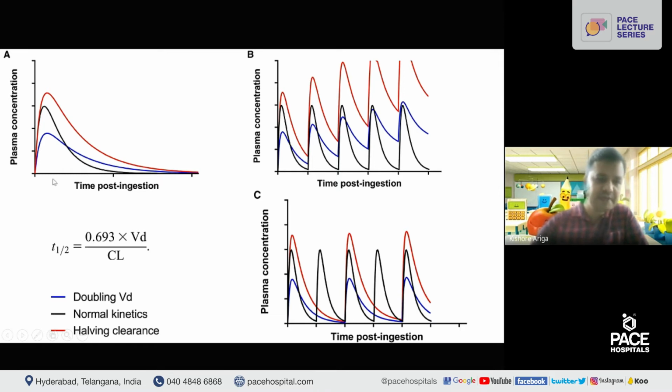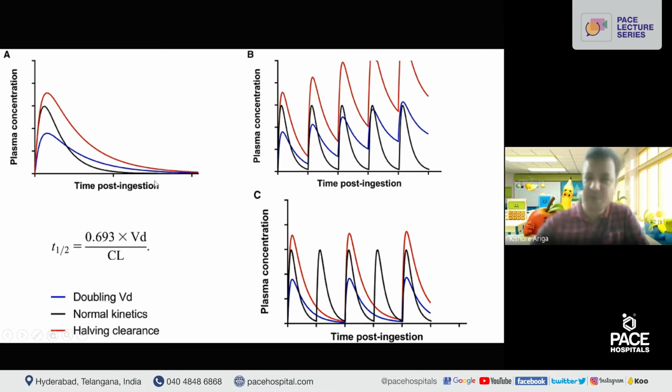So if the clearance is half, the T-half is doubled, but the area under the curve is totally changed. The area under the curve doubles, it increases by 100%, and the maximum peak also increases. Whereas if we double the volume of distribution, this blue line, the peak concentration decreases, T-half doubles, and the area under the curve is the same.